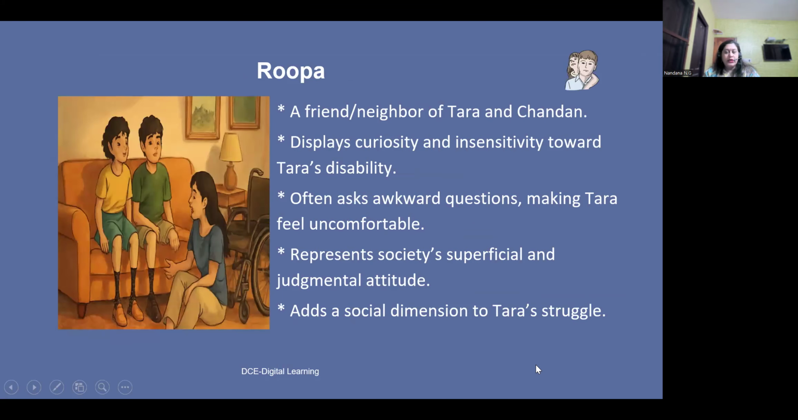Rupa is a friend and a neighbor of Tara and Chandan. She is not a genuine friend of the twins. In fact, she has become their friend out of curiosity, and she displays insensitivity towards Tara's disability by making taunting remarks. She often asks awkward questions, making Tara feel uncomfortable. She also represents society's superficial and judgmental attitude. She adds a social dimension to Tara's struggle.